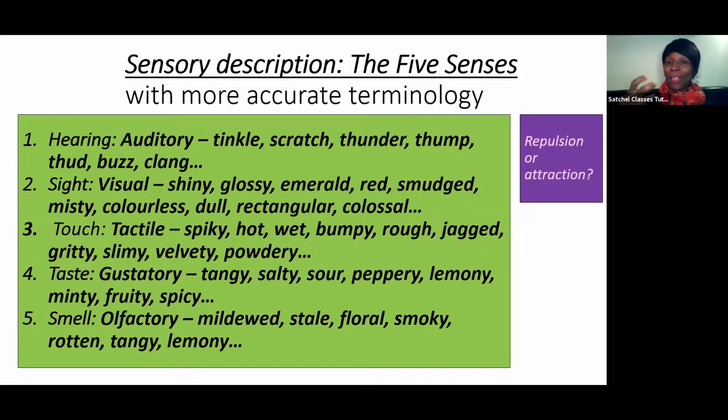Now, when you're describing through the senses, sensory description, your senses might be repulsed. So it might repel your hearing or sight, or they might be attracted to. So it might be attractive or appealing or pleasant to touch or taste or smell.